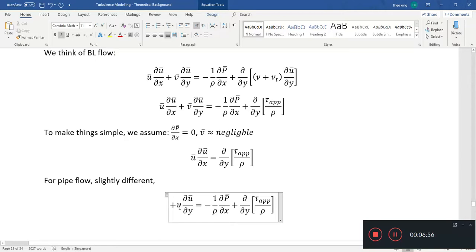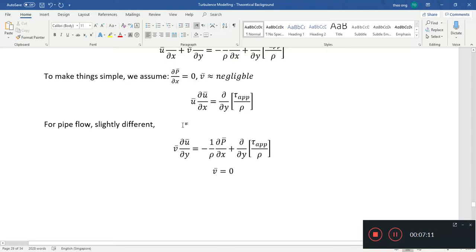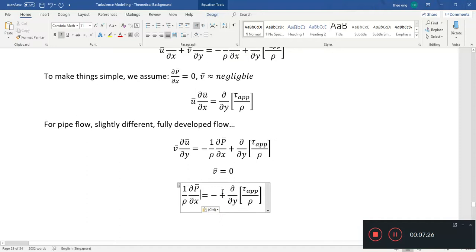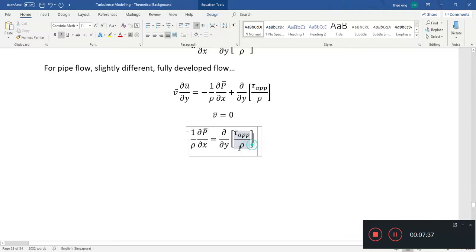In fact, V bar is also zero. This is a fully developed flow, so it's very simple. We will get this equation. What this is saying is that the shear stress just causes a pressure drop, which you can't really get any useful insight from, but it is what it is. It's just telling you that the shear stress acts against the pressure, causing it to lower. That's all for pipe flow, so nothing too much there. I'm not going to solve this equation. Let's go back to the boundary layer equation.